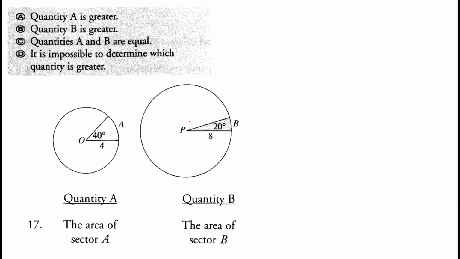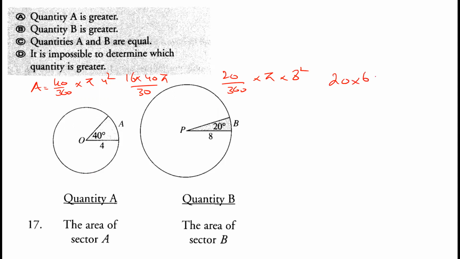So we have these circles. So the area of this circle would be 40 divided by 360 into pi, and the radius is 4. So this would be 4 square. And over here, this would be 20 over 360 into pi, and the radius is 8 square. So this would be 16 into 40 into pi over 360 for quantity A. And this would be 20 into 64 into pi over 360.